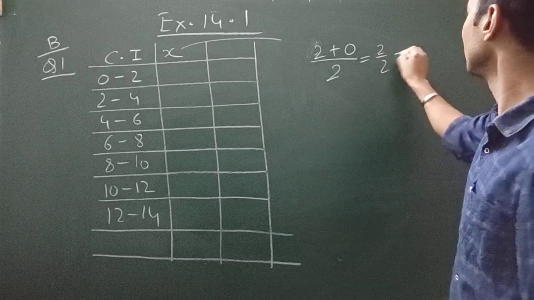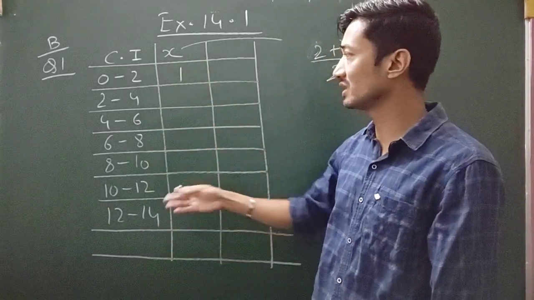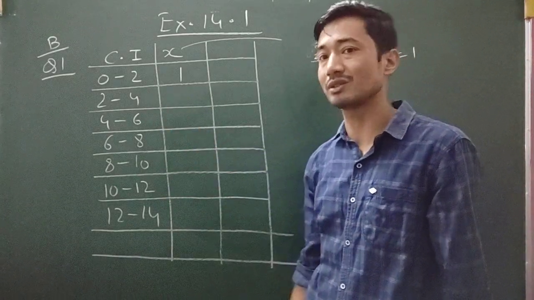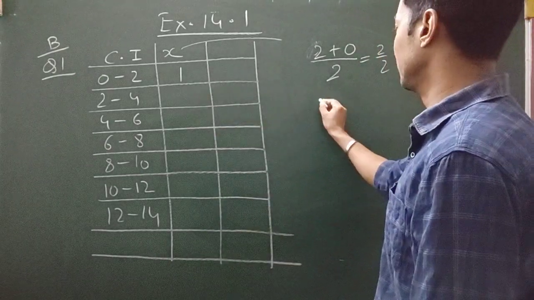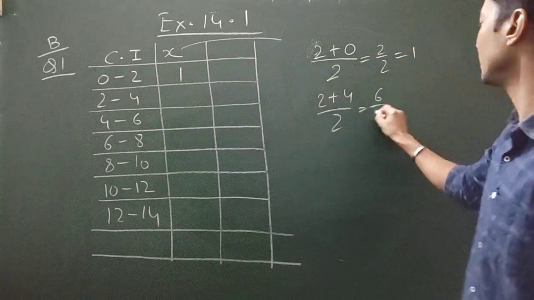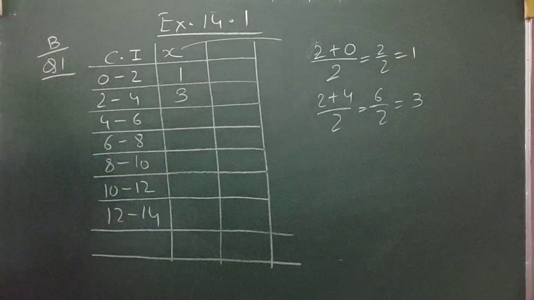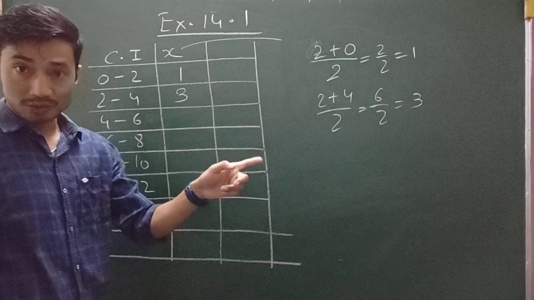So 2 by 2, that's 1. Or in other words, it's the middle value only. Most of the time we can just assume the middle value, no need to calculate every time, but there are many ways to do it quickly. I'll do one more. Next, 2 plus 4 divided by 2. That is 6 divided by 2, that's 3. So like that we will be calculating the class mark or the middle value. That's the first way of doing it.